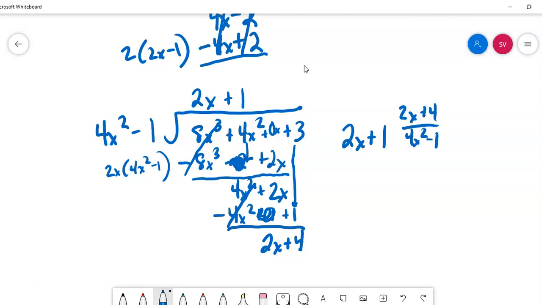Very similar to when we had a remainder when we were working with whole numbers. But that is how you do the division of polynomials. I hope you found this easy to understand and follow.